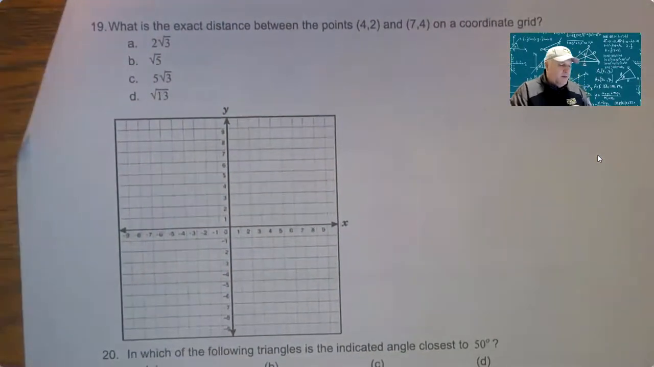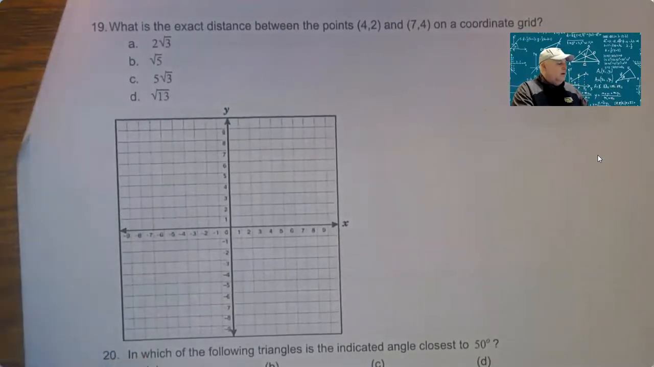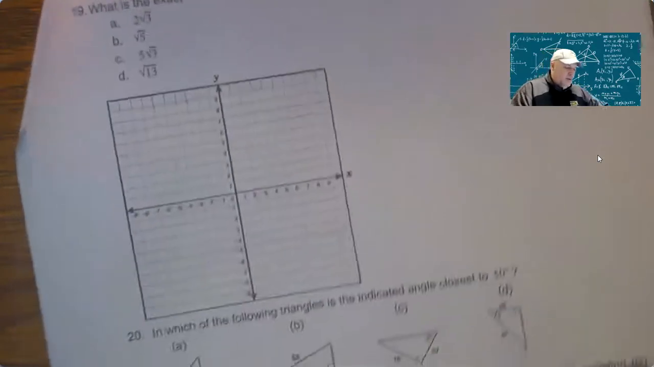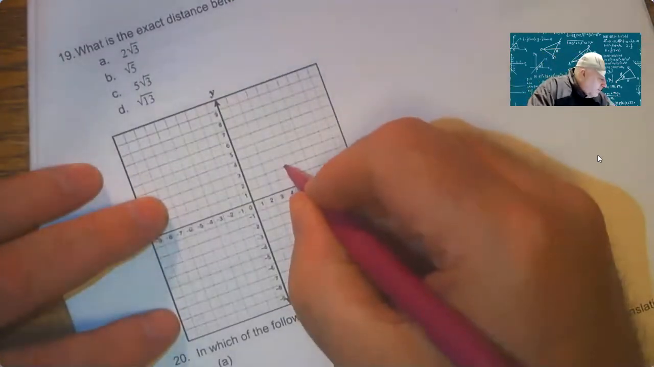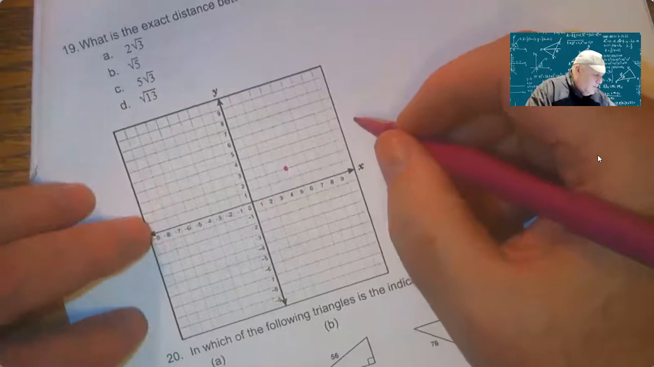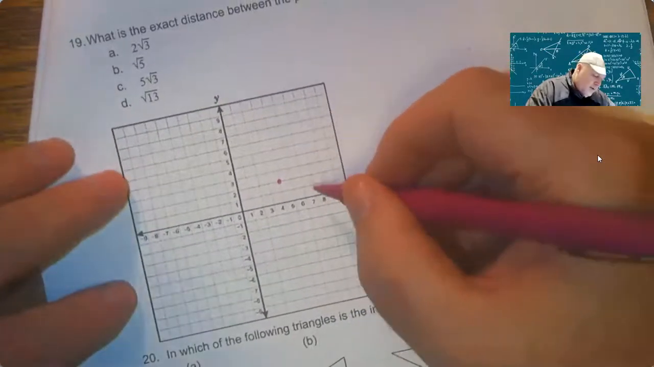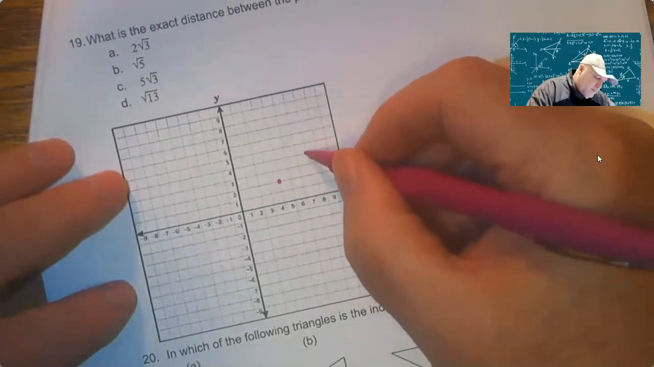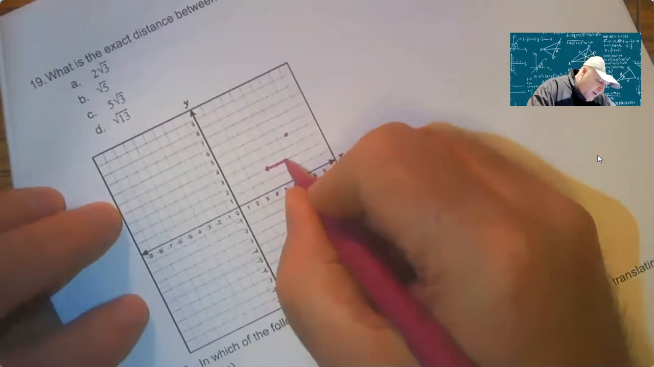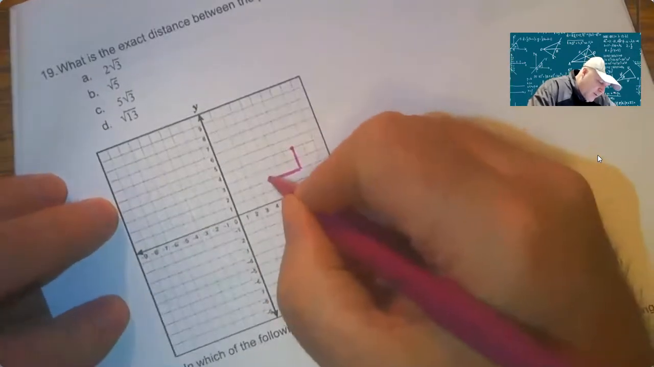Okay, 19, what is the exact distance between the points 4, 2 and 7, 4 on the coordinate plane? You need to do the Pythagorean theorem here. Okay, so here's 4, 2, and then 7, 4 is right here. So that's what we're trying to test you with here.